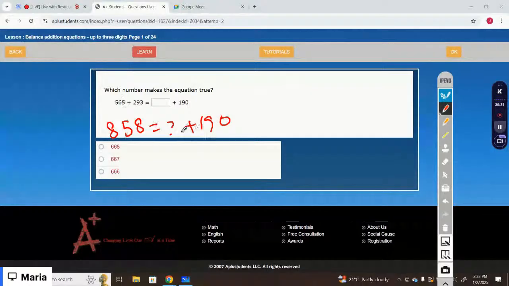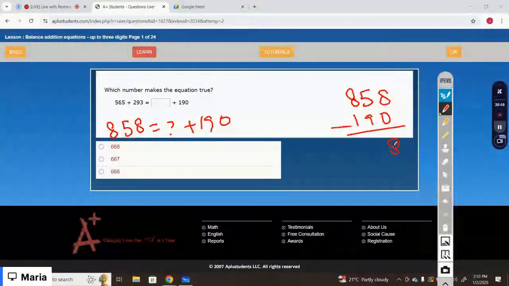Now 190 plus the missing number equals 858. So you need to find the missing number. How do you find it? You have to subtract 190 from the sum. So 8 minus 0 is 8. 9 minus 9 is 6. 7 minus 1 is 6. So that is 668. That means 668 is the number that keeps the equation balanced.